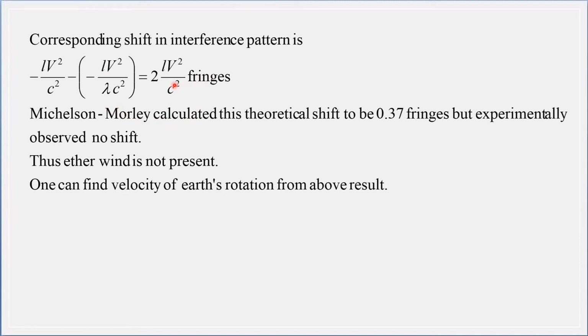Michelson and Morley calculated this value by substituting the values of L, V and the velocity C, and they found that when the apparatus is rotated by 90 degrees, the fringes should shift by 0.37 fringes. So theoretically, from this formula, they calculated the shift in the interference pattern: 0.37 fringes. But when the fringes were obtained experimentally, they were found to be in the same position. Even if you rotate by 90 degrees, the position of the fringes does not change. That means there is no shift.